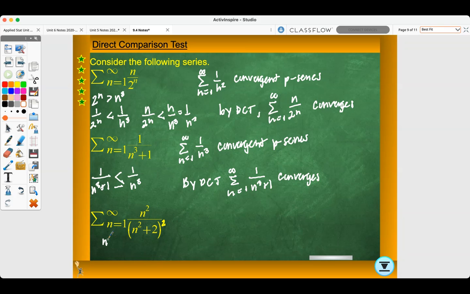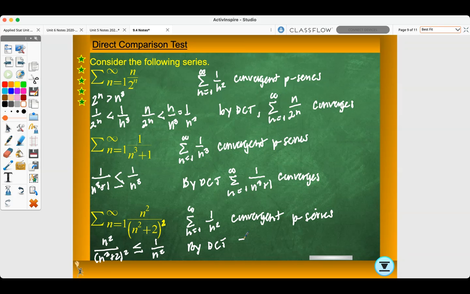So we would know that n squared over n squared plus 2 all squared is definitely smaller than 1 over n squared, because this would be the larger one here. And if my larger one converges, which it does because it's a convergent p-series, my smaller one will converge. So we know that 1 over n squared is a convergent p-series because p equals 2, which is greater than 1. So by my direct comparison test, our series also converges. And the thing with direct comparison tests, you need to make sure that inequality is true for these to all be true.